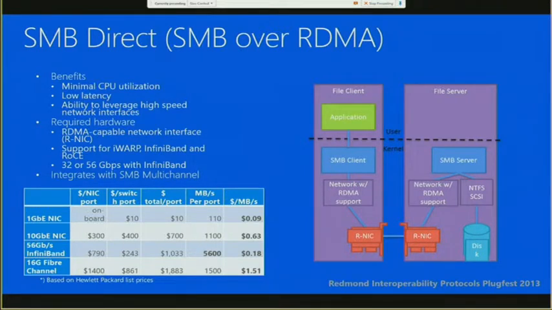So if you look at the cost breakdown, aside from 1 gig Ethernet, which is really limited, for SQL Server a single 1 gig port typically is not enough to drive SQL Server, right? Let's say you need a little more bandwidth than that, then it's clear that InfiniBand, in terms of price performance, is very compelling.